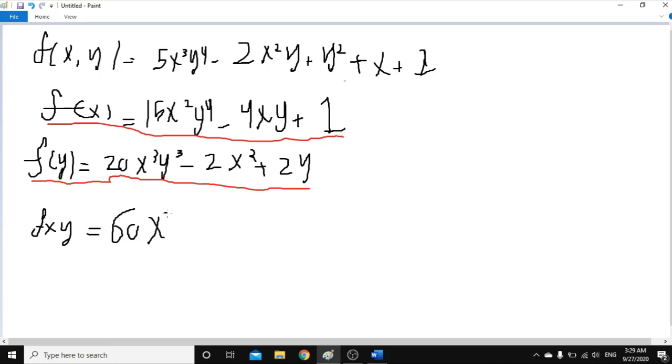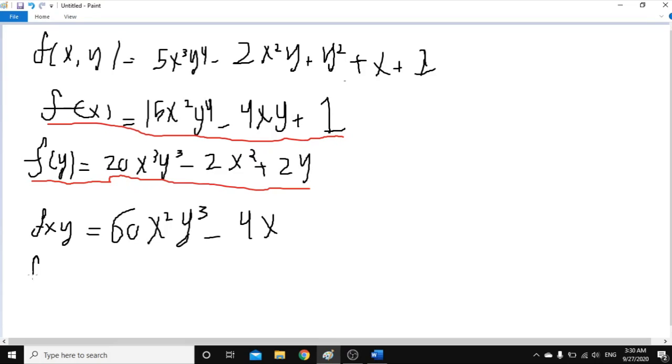x squared, not minus 1. We're dealing with y, remember? Then y: 4 minus 1 is 3, minus, we're dealing with respect to y, so minus 4xy. The derivative for the y is 1, so what's left here? Minus 4x.